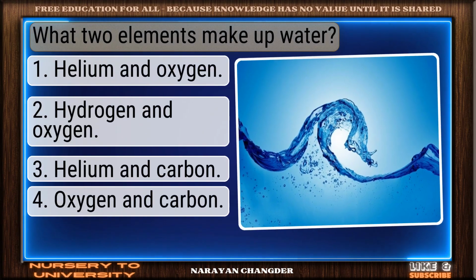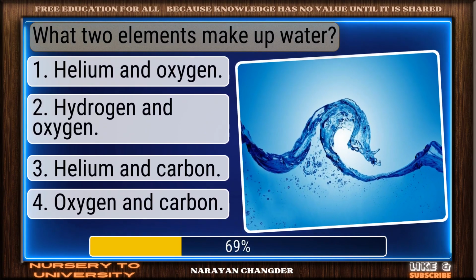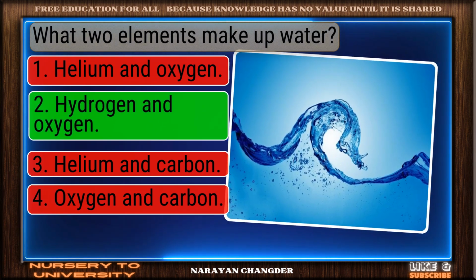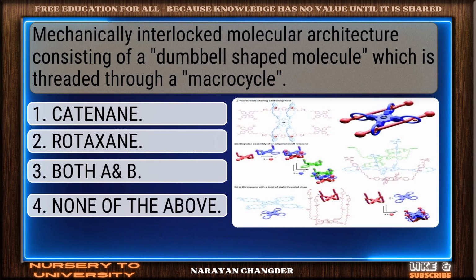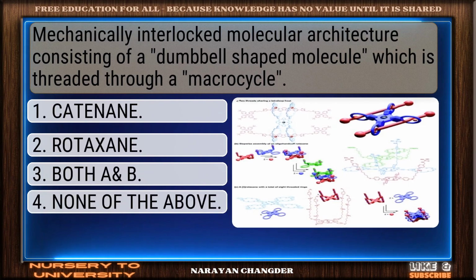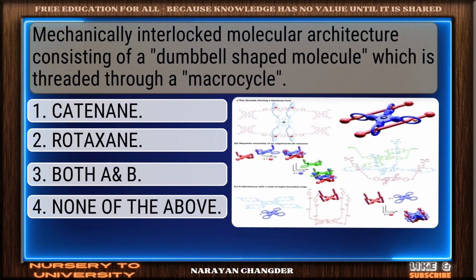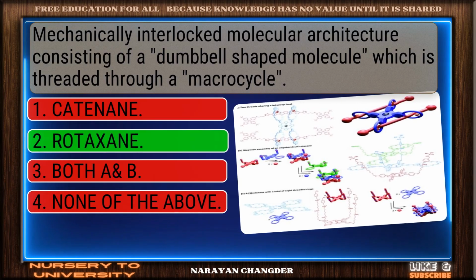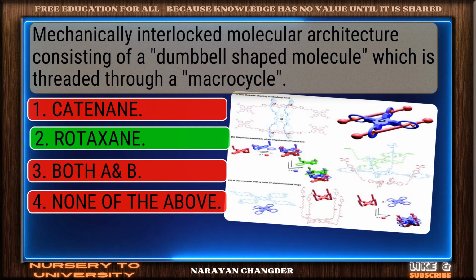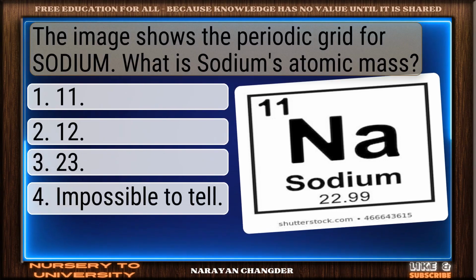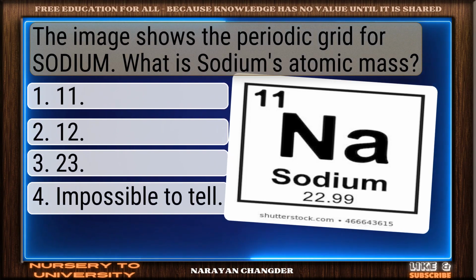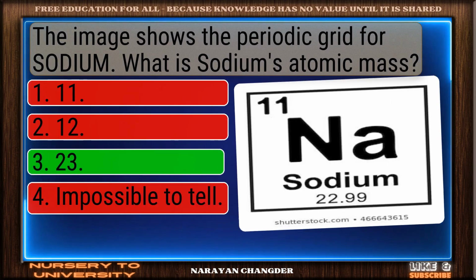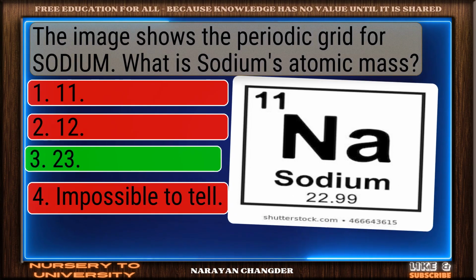What two elements make up water? Solid response. Hydrogen and oxygen is a valid choice. Mechanically interlocked molecular architecture consisting of a dumbbell-shaped molecule, which is threaded through a macrocycle. Nice selection. Rotaxane is the correct and valid answer. The image shows the periodic grid for sodium. What is sodium's atomic mass? Smart pick. 23 is the correct choice.